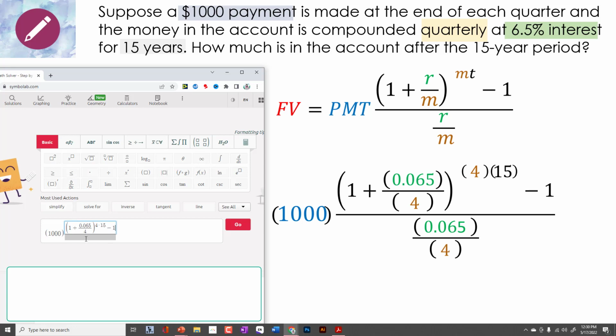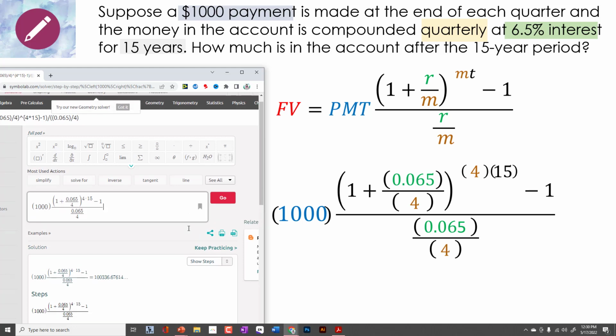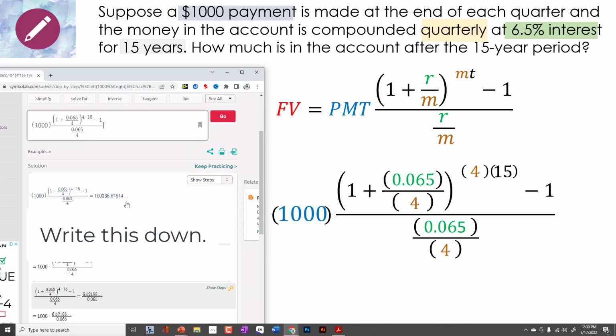I'm going to click in the denominator. In the denominator, we have a fraction. So I'm going to type fraction, 0.065 over 4, and we're going to hit go. And here is our answer. So here we have it.